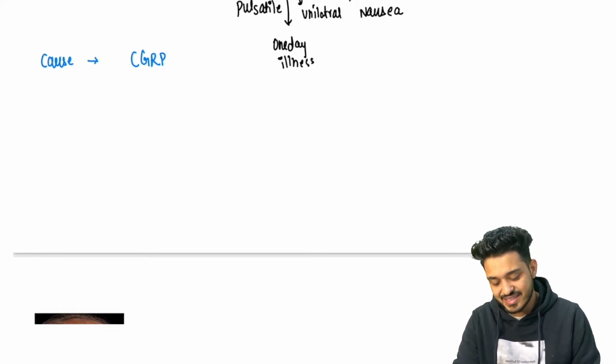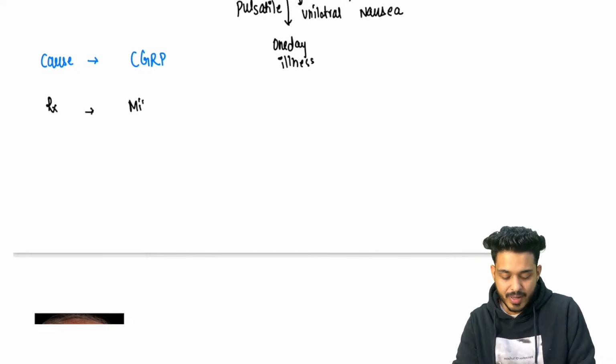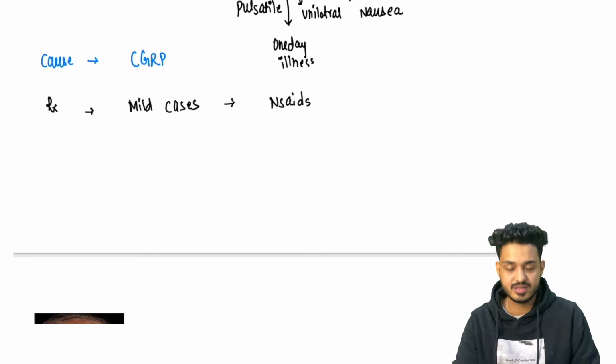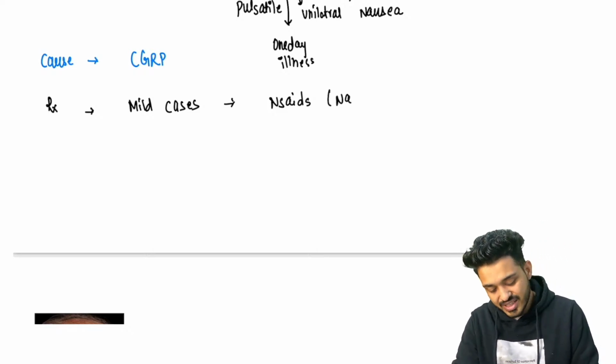For mild cases, try to answer. What are we going to give for mild cases? First of all, we will try NSAIDs, non-steroidal anti-inflammatory drugs. These are drugs like paracetamol, aspirin, or sometimes we also use naproxen.